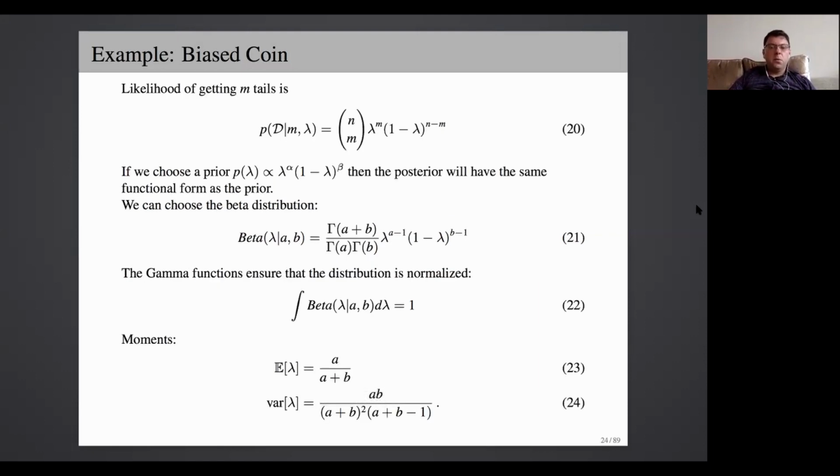The beta distribution has this functional form. The gamma functions here are just for normalization. And we can analytically compute the moments of the beta distribution.